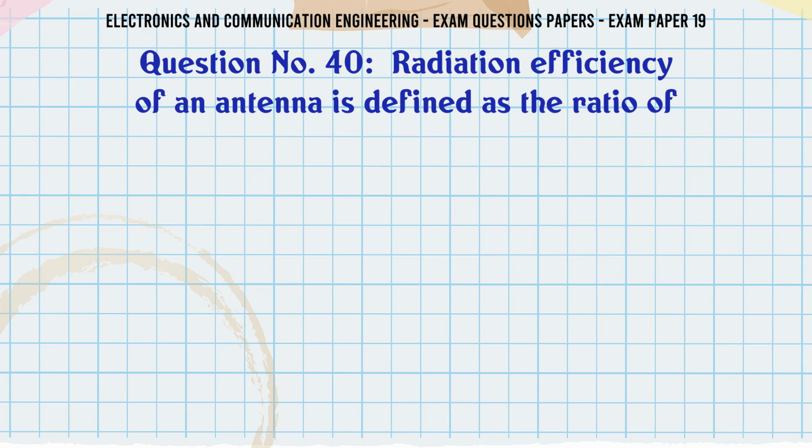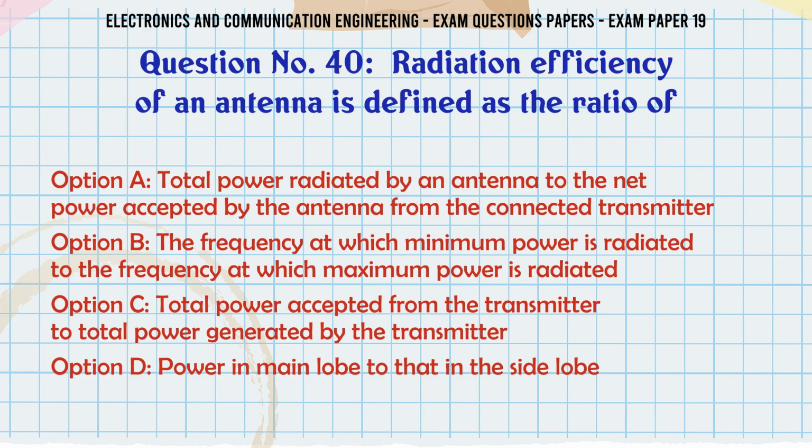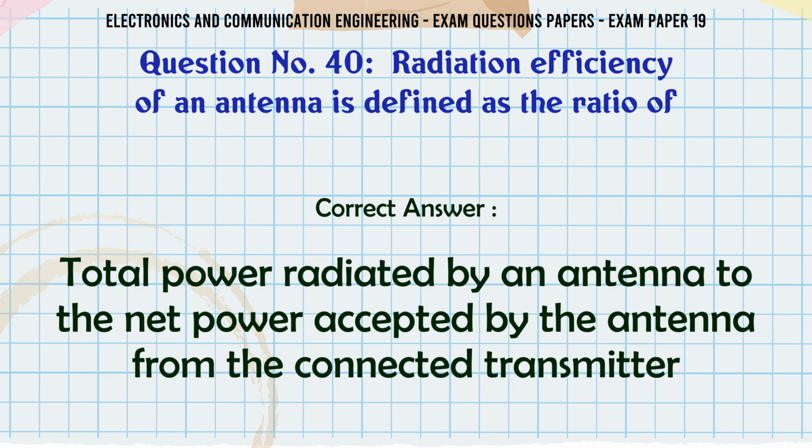Radiation efficiency of an antenna is defined as the ratio of A. Total power radiated by an antenna to the net power accepted by the antenna from the connected transmitter. B. The frequency at which minimum power is radiated to the frequency at which maximum power is radiated. C. Total power accepted from the transmitter to total power generated by the transmitter. D. Power in main lobe to that in the side lobe. The correct answer is total power radiated by an antenna to the net power accepted by the antenna from the connected transmitter.